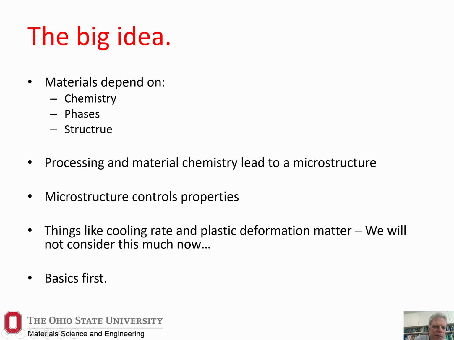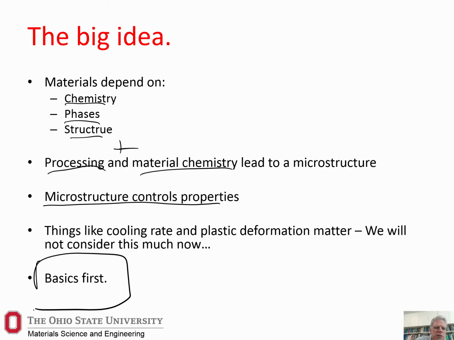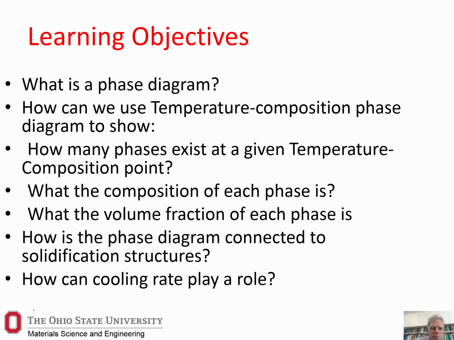Here's the big idea. Materials depend, first of all, quite a bit on chemistry. Chemistry leads to phases. We get structure that includes size, dislocations, grain boundaries, all kinds of stuff like that. Then processing plus materials chemistry leads to a microstructure. Again, the big idea: microstructure controls properties, and things like cooling rate and deformation matter. We're going to start with the basics first and give you something that you can teach, something that is very fundamental, something that works all over the place.